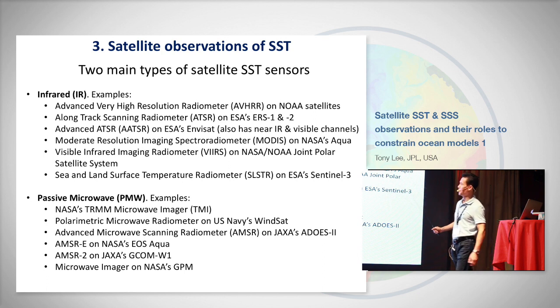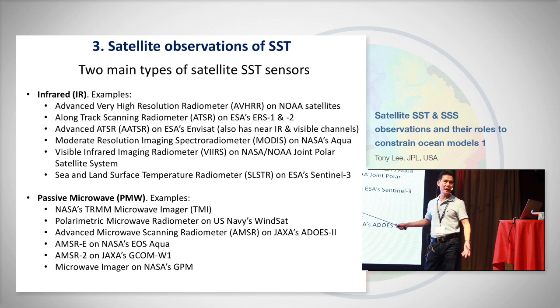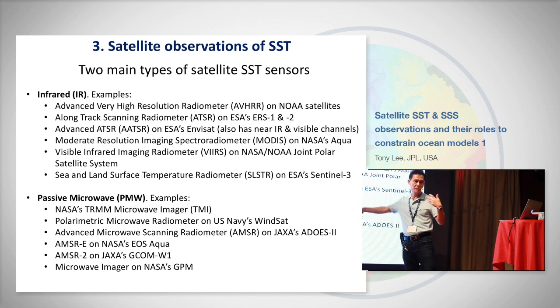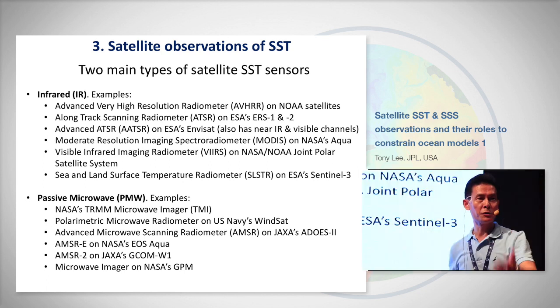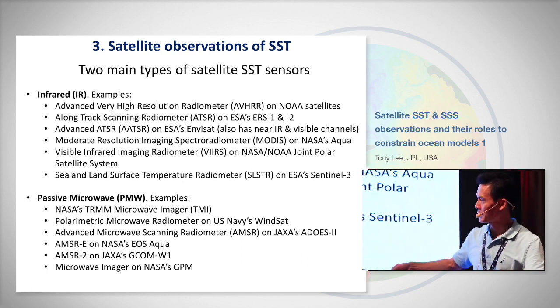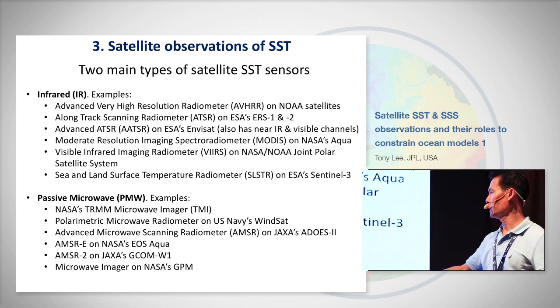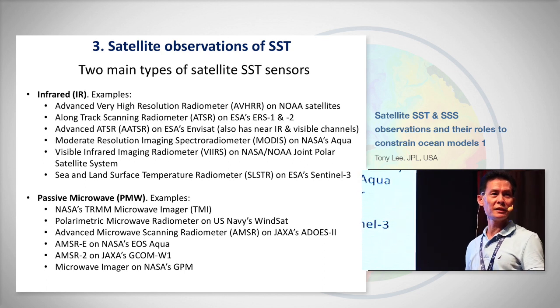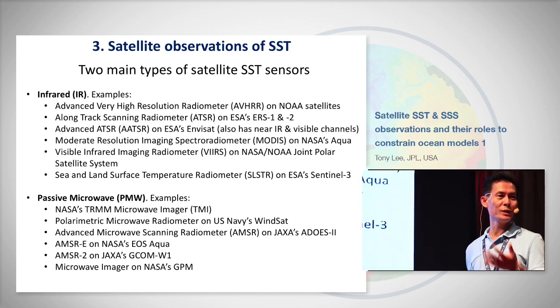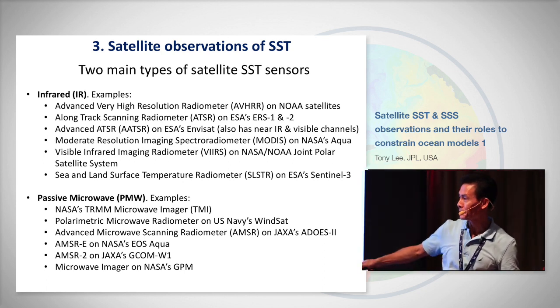Another class is the passive microwave measurements. Examples are NASA's TRMM Microwave Imager, normally called TMI. TRMM is the Tropical Rainfall Measuring Mission, but the microwave imager can also be used to retrieve SST because it has C-band frequencies, which have good sensitivity to sea surface temperature. And then there's the polarimetric microwave radiometer on the US Navy's WindSat. It was designed to measure wind, but actually the SST product from WindSat is pretty good.